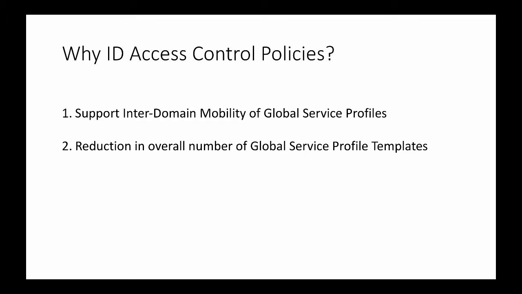And of course, I would want my IP address, my management IP for my KVM for the blade, to adjust properly if I move the profile from one domain to another. The second reason to use ID access control policies, in our case with management IPs, is that you can help reduce the total number of service profile templates. So I can actually use a single template, spawn multiple global service profiles from that template, and assign them to different UCS domains, all using different IP subnets that are appropriate for that particular domain.